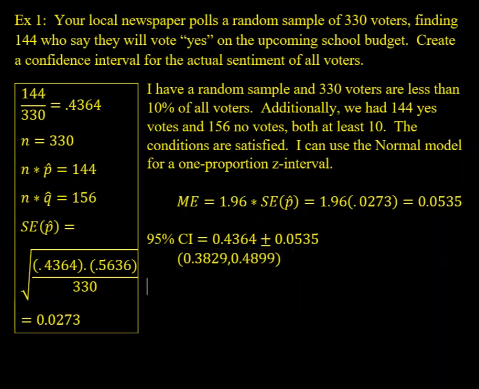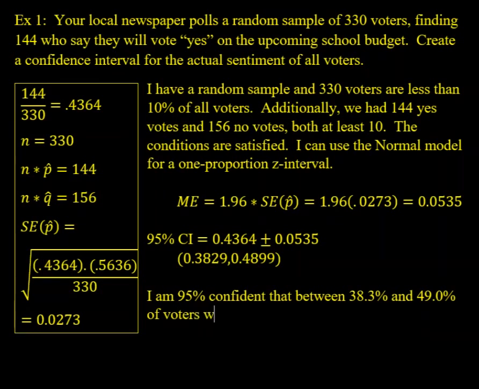So now the big statement. I am 95% confident that between 38.3%, that's the lower bound on our confidence interval, and 49.0%, the upper bound on our confidence interval, of voters will vote yes on the upcoming school budget.